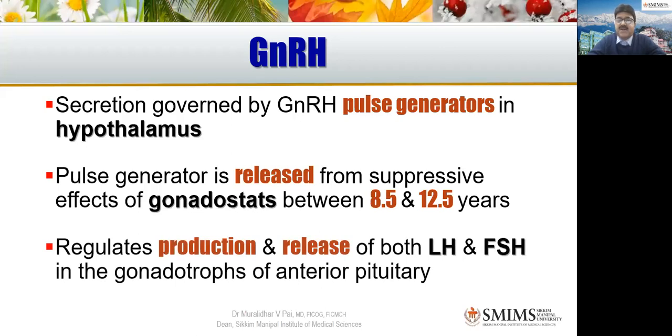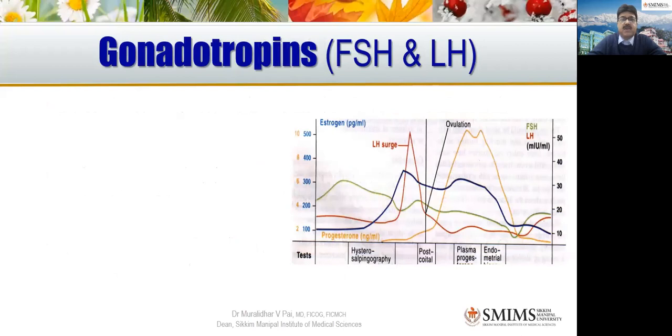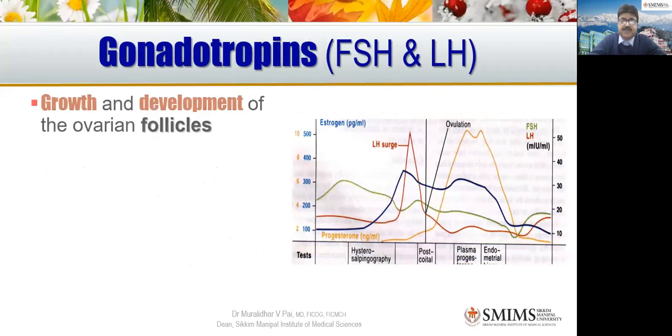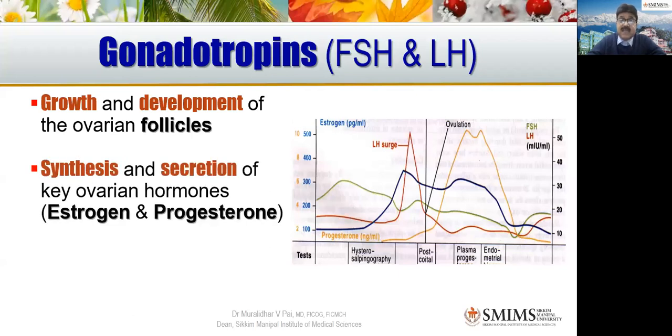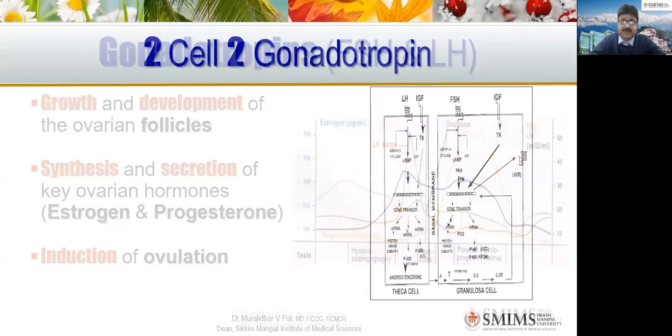It regulates production and release of both LH and FSH in the gonadotropes of the anterior pituitary. This we all know. Now, gonadotropins, mainly FSH and LH, are important for the growth and development of ovarian follicles. You all know that. I'm going to talk more on the two-cell, two-gonadotropin theory shortly. Synthesis and secretion of key hormones, that is FSH responsible for estrogen, LH responsible for progesterone. Induction of ovulation: you know that the LH surge is the one which induces ovulation.